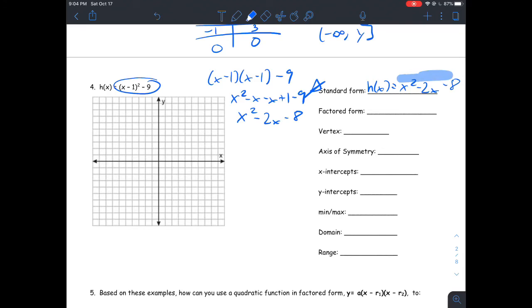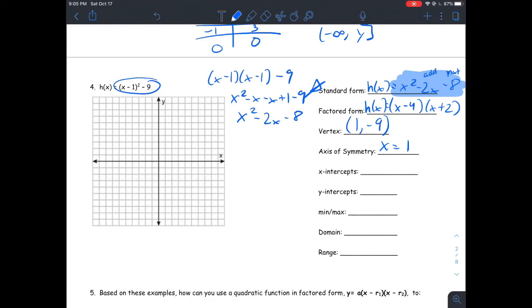Now we need to get this into factored form. How do we get it into factored form? We are going to factor this guy out. To remind you, we need to figure out what multiplies to give us a negative 8 and is going to add to give us a negative 2. In this case, it's going to be x minus 4 and x plus 2. So the vertex of this guy is going to be 1, negative 9. I don't know where I came up with an 8. Negative 9. The axis of symmetry is going to be x equals 1.